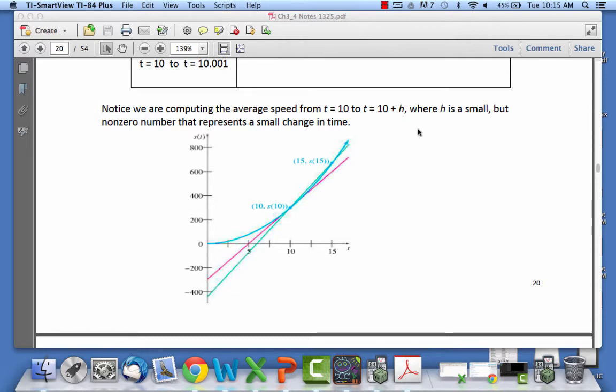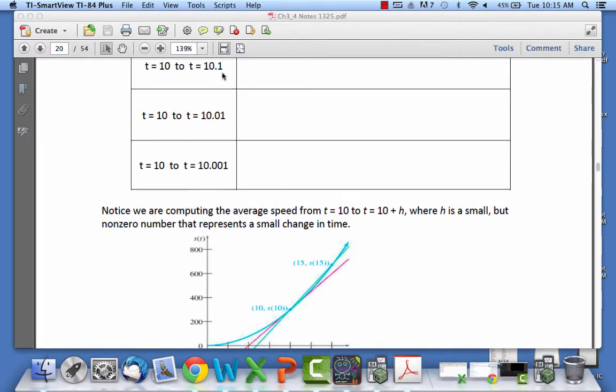But we want to get very close to 10. So we want our h's to be small, but not 0. So we have an h of 0.1, then an h of 0.01, an h of 0.001, an h of 0.0001 would be next, and so forth. Or it could be 0.002. Just as long as it keeps getting smaller, we will keep getting closer to the instantaneous rate of change.